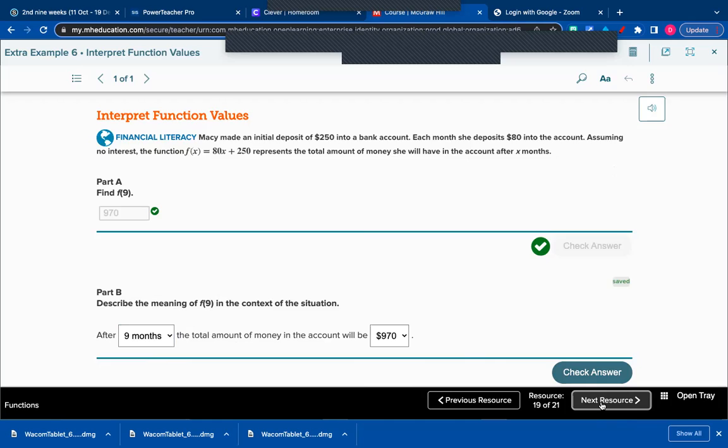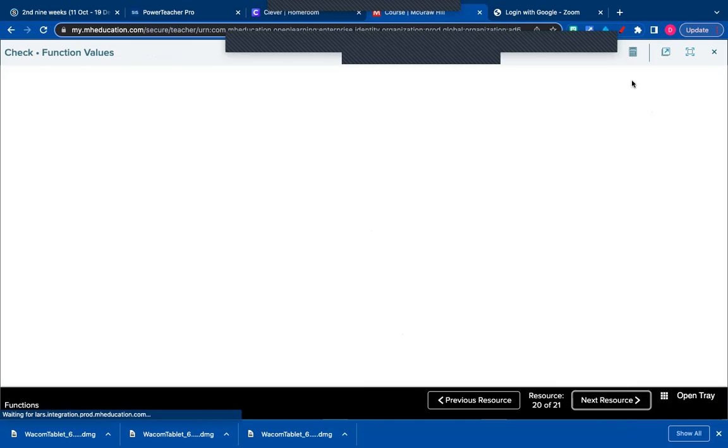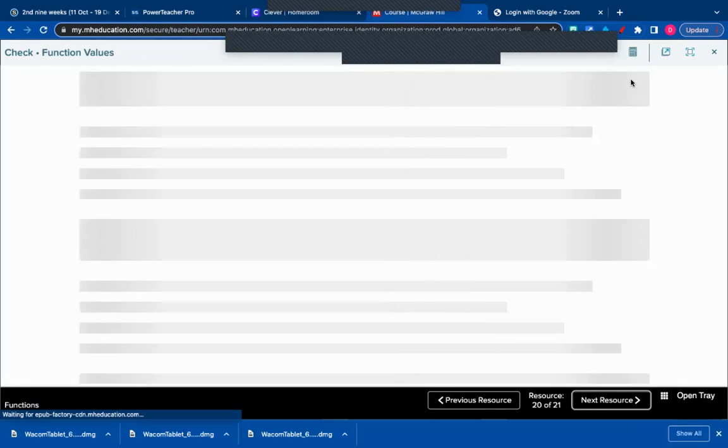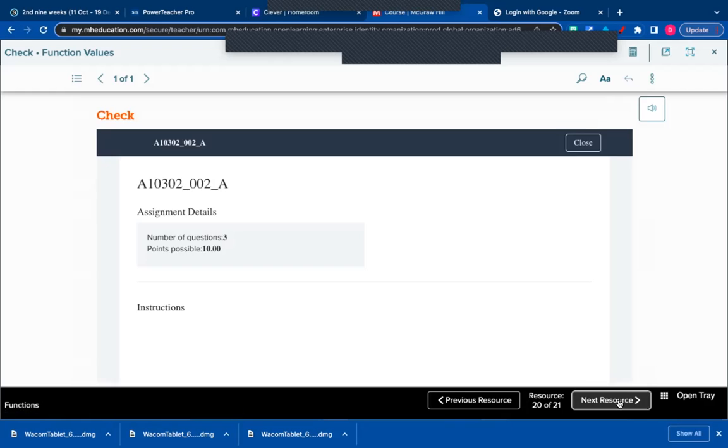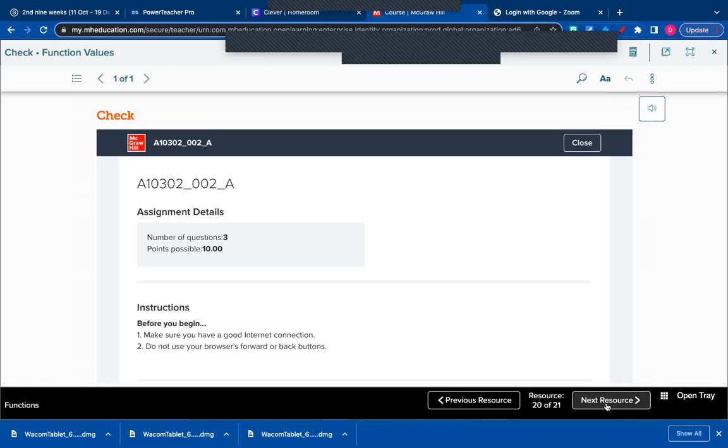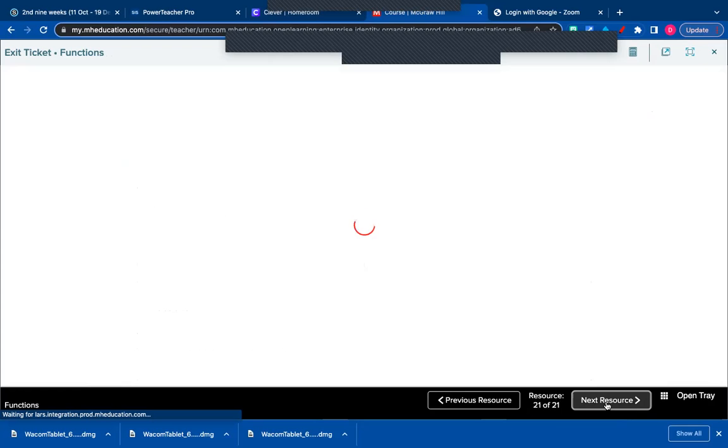All right. Next. You have a check in McGraw-Hill on function values. It's in there as an assignment. You can see it, do it, find out if you got it all figured out.